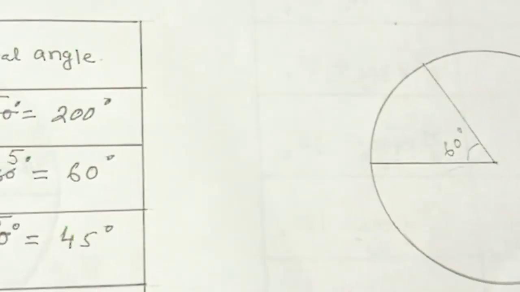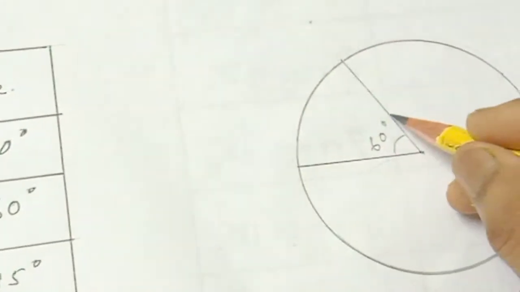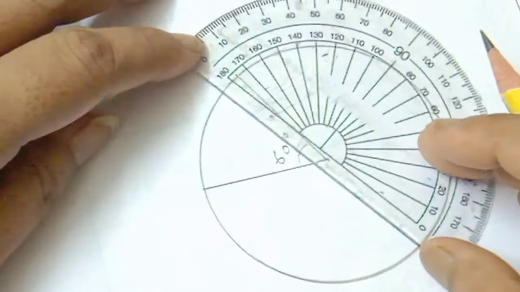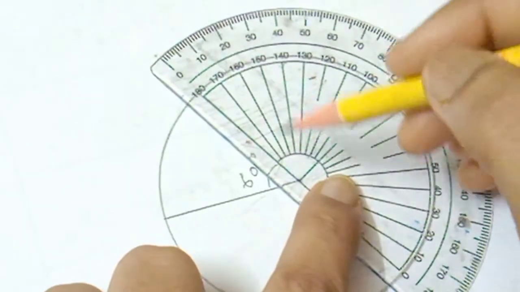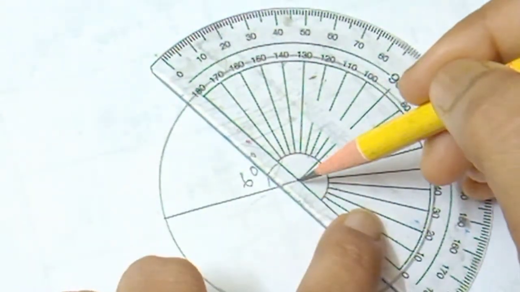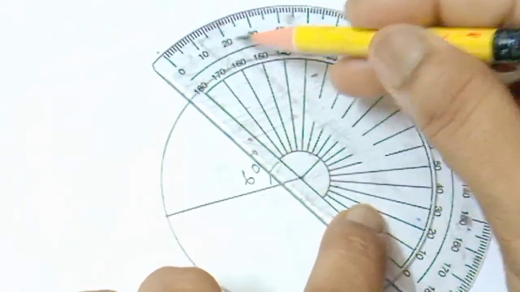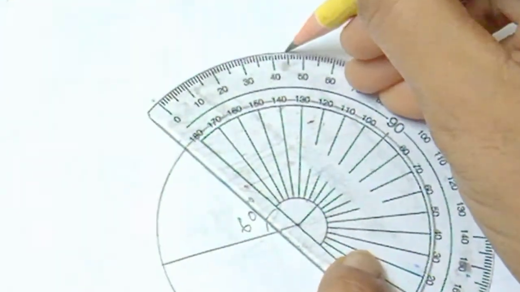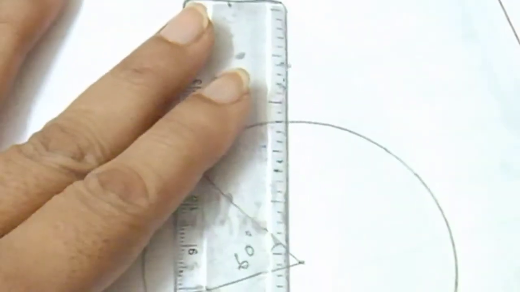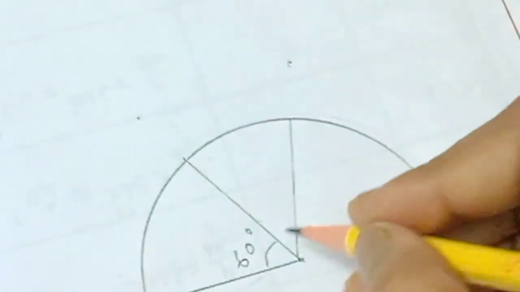Next angle is for the language Marathi. It is 45 degree. Now take this line as base. Draw 45 degree angle. Again take this as base and this one as the vertex. Draw 45 degree. For 0, 10, 20, 30, 40, 45 degree. In between 40 and 50 it will be 45 degree. So now draw the line up to the circumference. This is 45 degree.